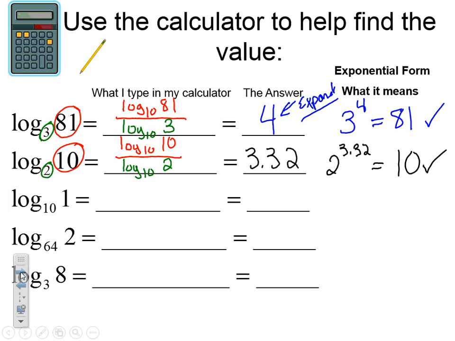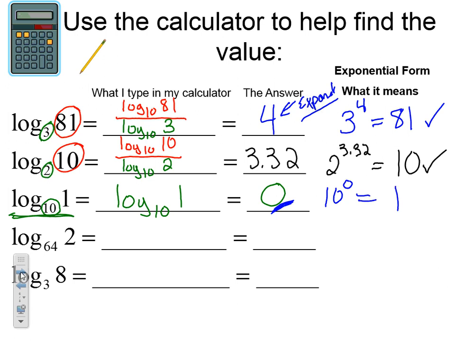All right, this next one, I want us to take a second and look at, because if we look at this one, our base is already 10. So there really is no need for us to type this into our calculator any differently. We're just going to type in log base 10 of 1. And then that'll give us our answer. In this case, our answer is 0. So when we check this, we have our base, which is 10, our exponent, which is 0, equals 1. So we're good to go there.